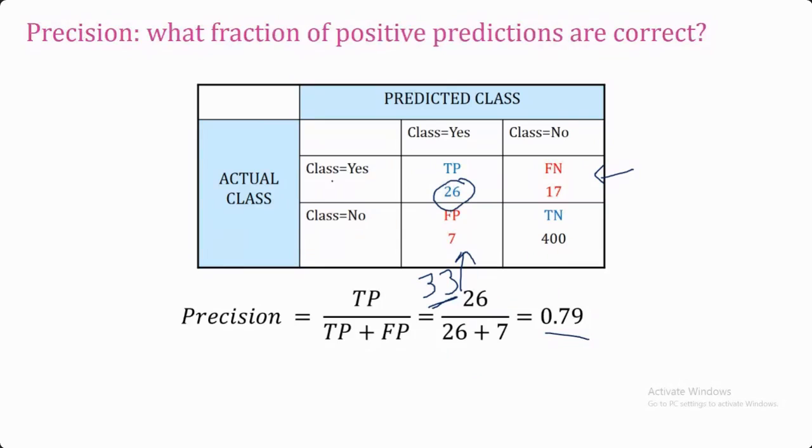So always remember, if you change the actual class label and predicted, then these values are going to be shuffled. But remember the concept: if you are taking this as a row, precision is going to work on a column because this is your predicted yes, and recall is going to work on the row because this is your actual yes.